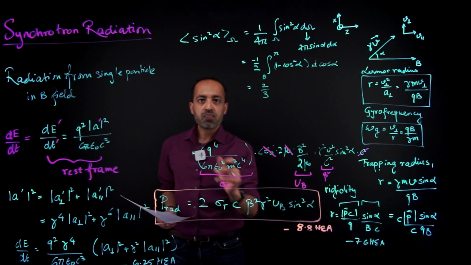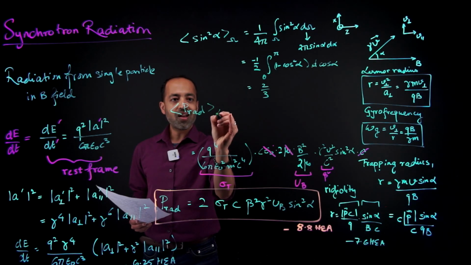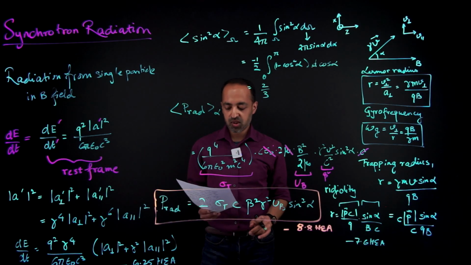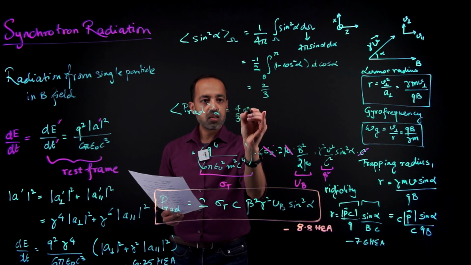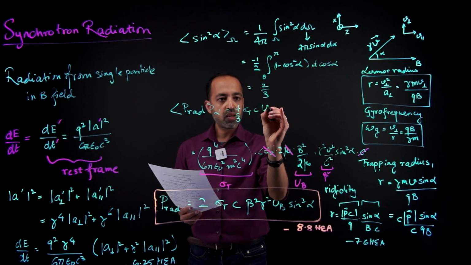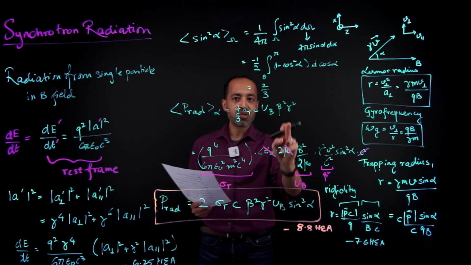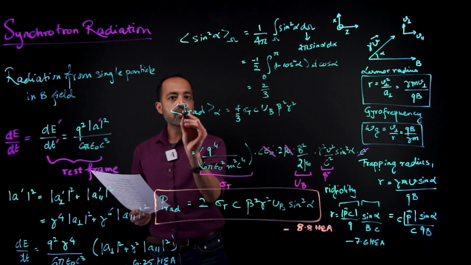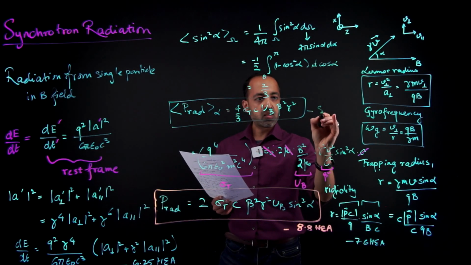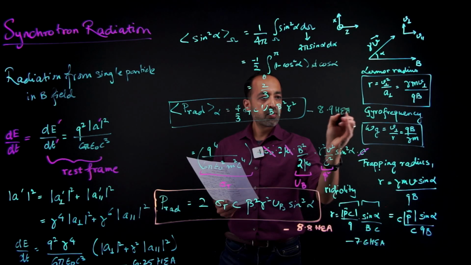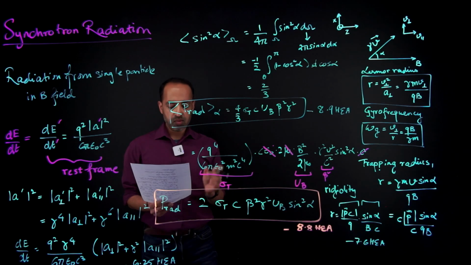You can put that in here, and you'll see that the average of P rad over all these pitch angles is equal to 4/3 sigma T c U_B beta squared gamma squared. And of course there's no sine squared alpha, because we've just averaged over that. This is equation 8.9 of High Energy Astrophysics. These two are very relevant equations that we want to keep in mind.